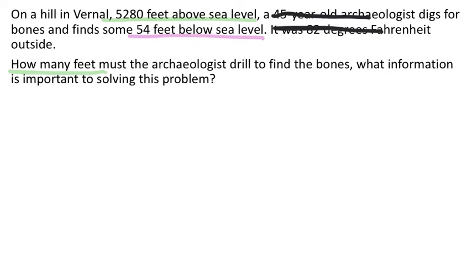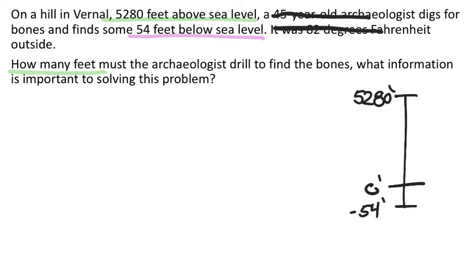Okay, so we need to figure out how far the archaeologist must drill. This is a difference problem, and I could draw a picture, whether you want me to or not. So this is 0 feet, and this is where the archaeologist is, just a horizontal line, and then the bones are down here. So this would be 54 feet below sea level. Since it's below, I'll put a negative sign on that, and the archaeologist is 5,280 feet above sea level.